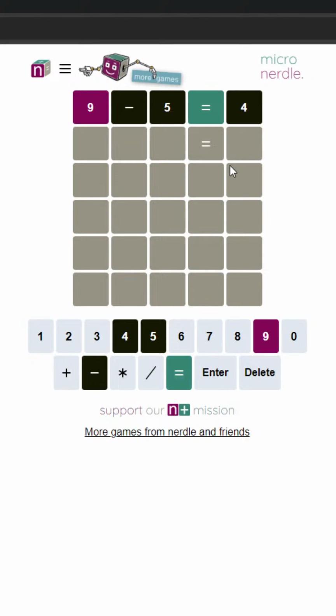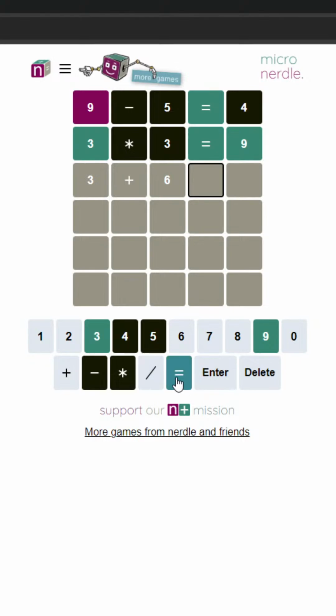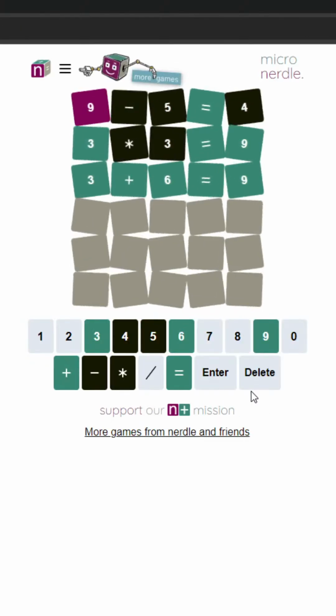So it's not 4 or 5, there is a 9 somewhere. We could try doing 3 times 3. Okay. It'd be 3 plus 6. That's the only other option here. 3 plus 6 is equal to 9. Another solution in 3.